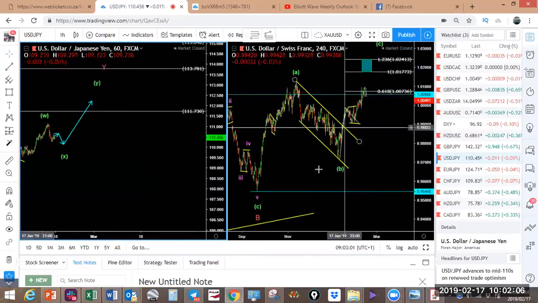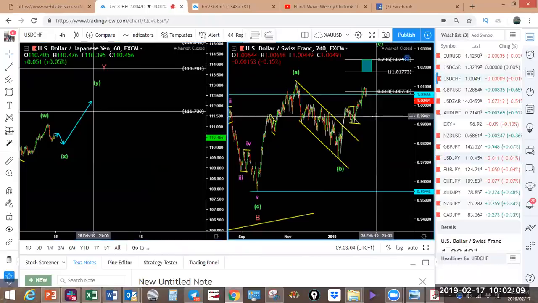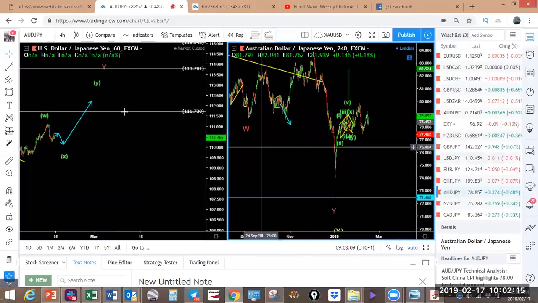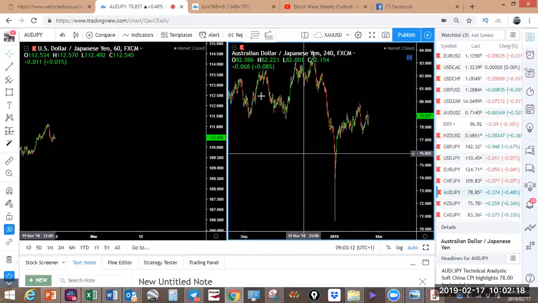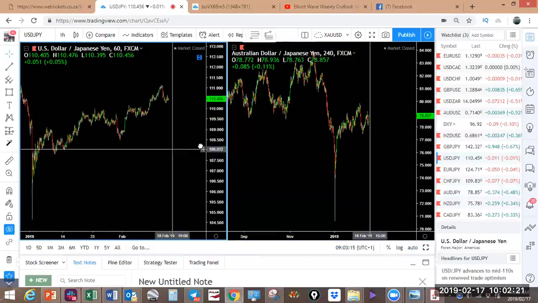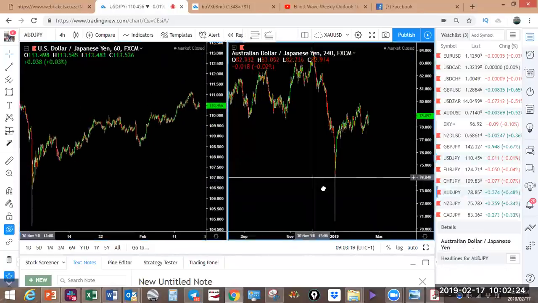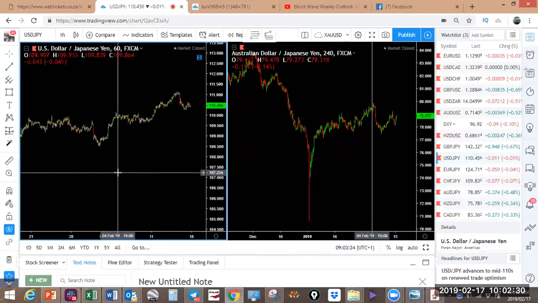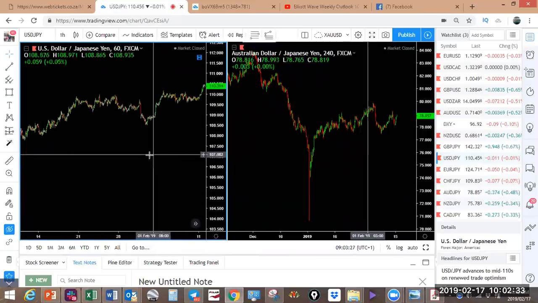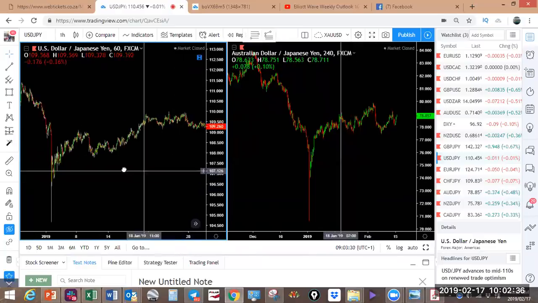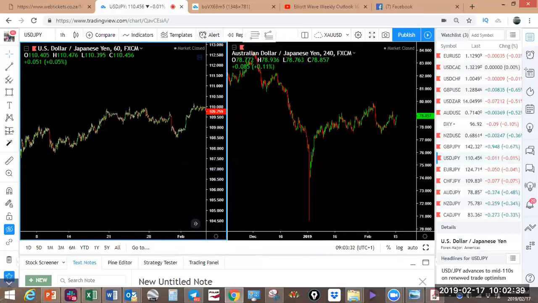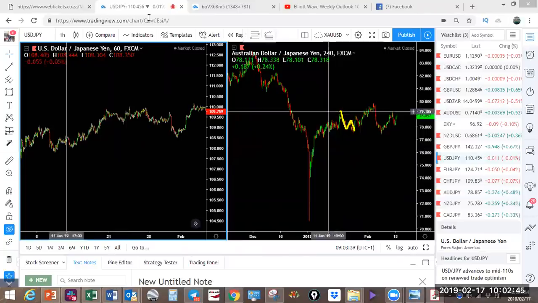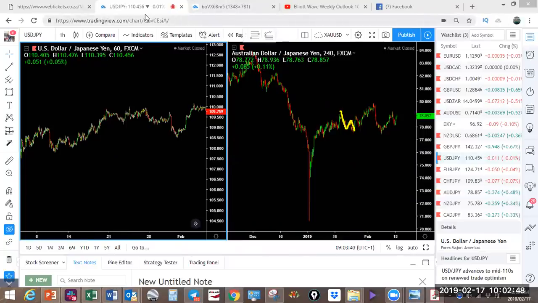Right, so I'm bringing two screens here, and on the right-hand side, I want to bring AUDJPY. Okay, let's switch off all these labelings, make it as clear as possible. AUDJPY. Now look what happened here with AUDJPY, and this is how we traded this. If you look at AUDJPY, it made this corrective structure on the 21st of January. After that corrective structure, it pushed higher.